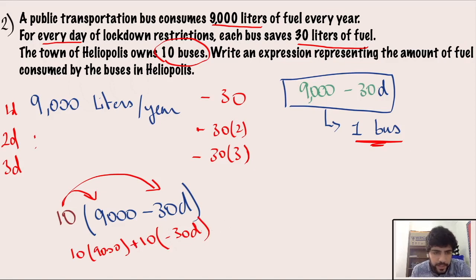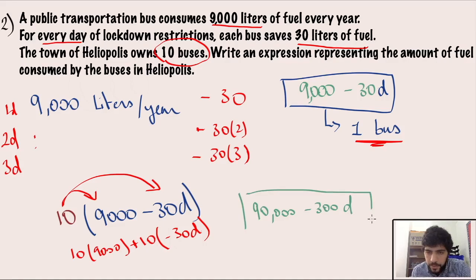So 10 times 9,000, that's just 90,000. 10 times 30 is 300. Positive times negative here, so it's negative 300D. And there we go. This is our expression for 10 buses. The amount of fuel consumed by 10 buses. Okay?